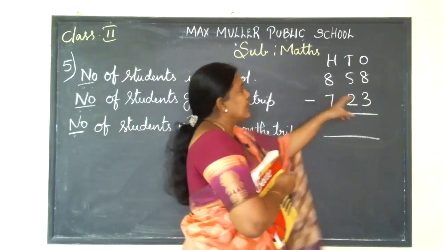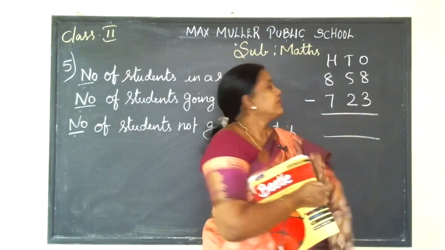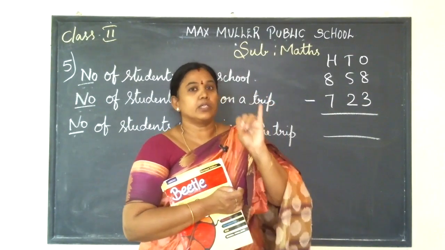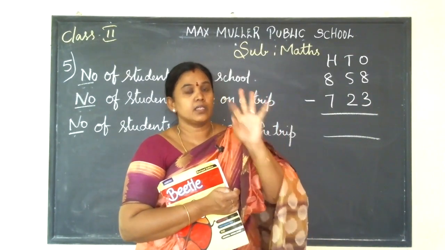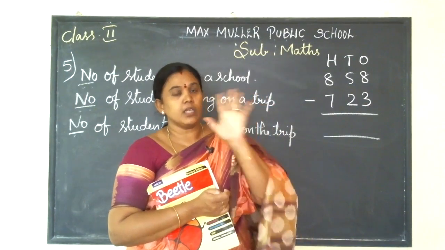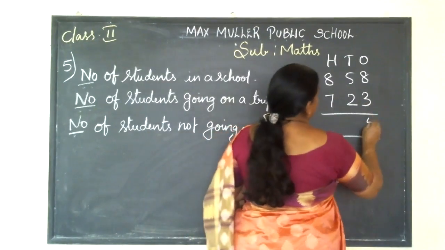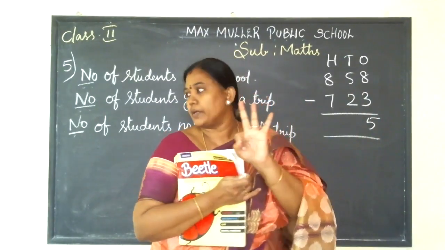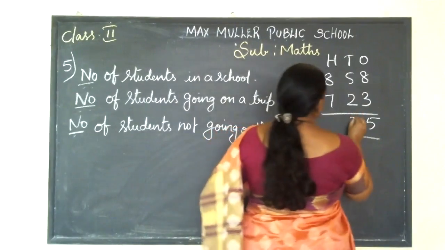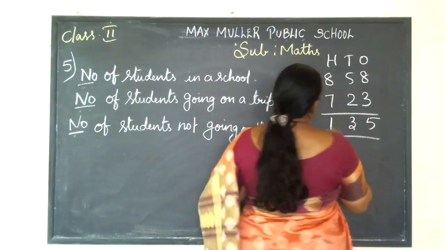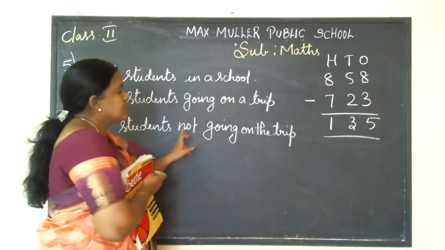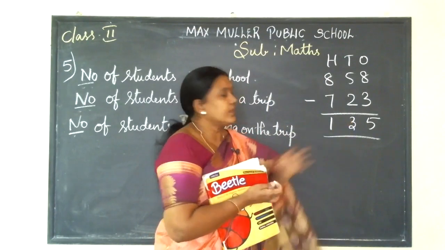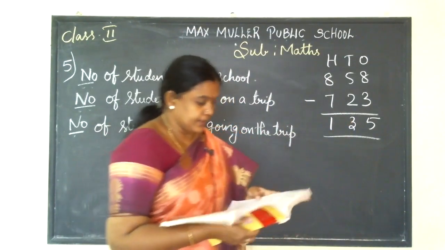Now 8 minus 3. After 8, count 4, 5, 6, 7, 8. After 3, you want to count, children. 8 minus 3, how much? 5. 5 minus 2. After 2, 3, 4, 5. How many fingers open here? 3. 5 minus 2, 3. 8 minus 7, 1. So the number of students not going on the trip is 135 students.